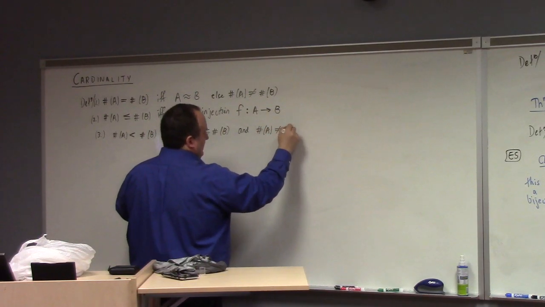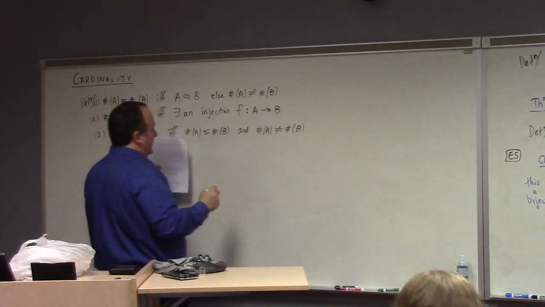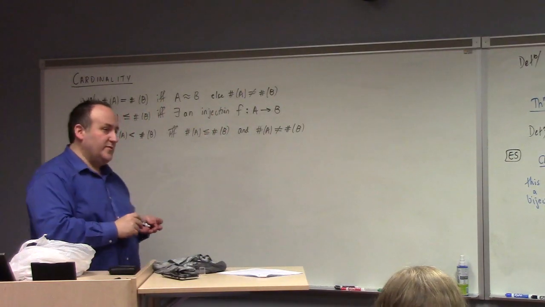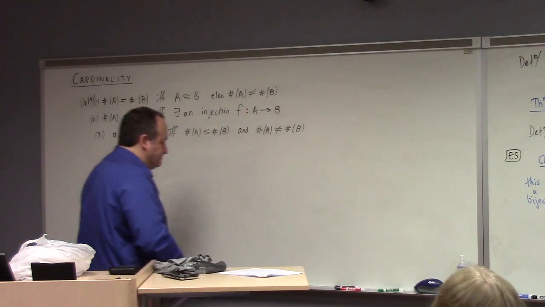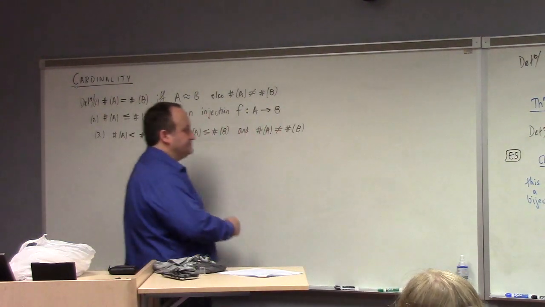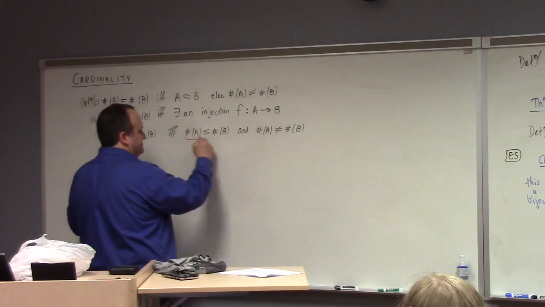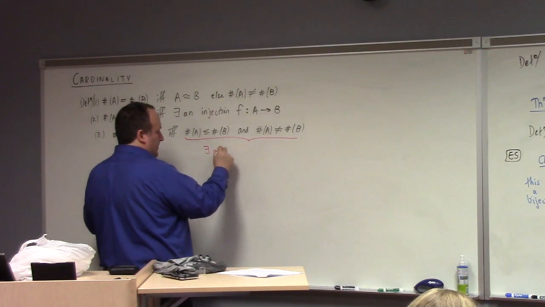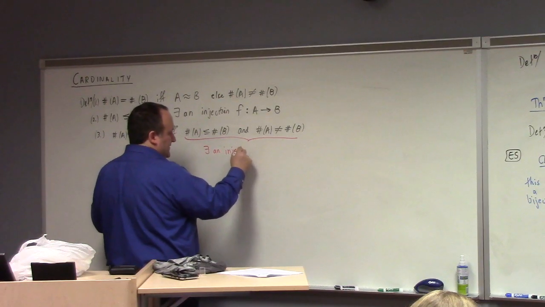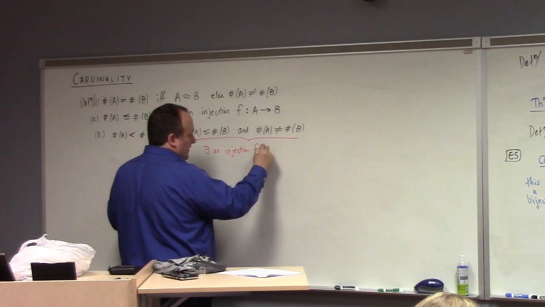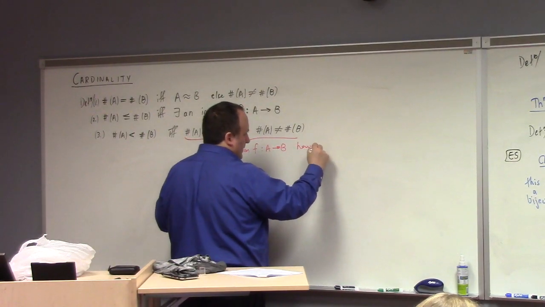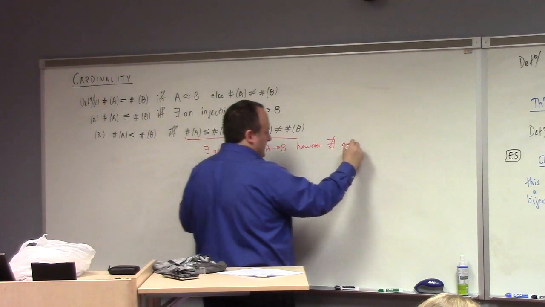Anybody care to restate number 3 in terms of maps? Because this is a statement about mappings. Don't be fooled. What is this saying? What does this mean? There is an injection, but there is not a bijection. Very good. There is an injection f from A to B. However, there does not exist a surjection.